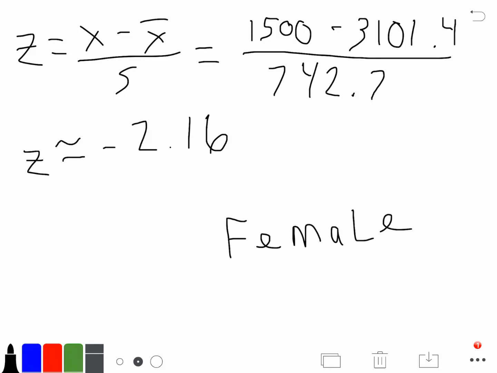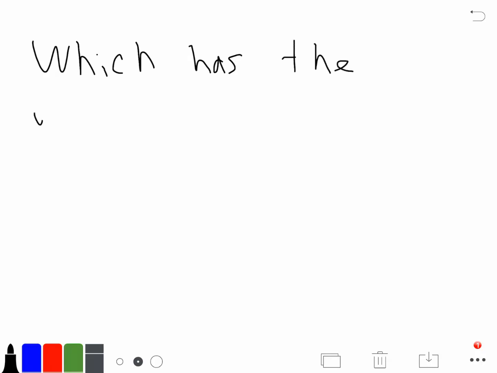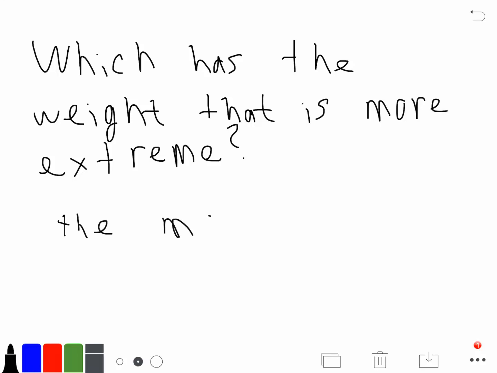Now, let's look at the next question. It wants to know, which has the weight that is more extreme? In other words, which has the weight whose absolute value is farthest away from 0? So let me go ahead and write that down for you. And looking at these values, we can see that the male has the more extreme weight. His z value is negative 2.87, which is further away from 0 than negative 2.16.